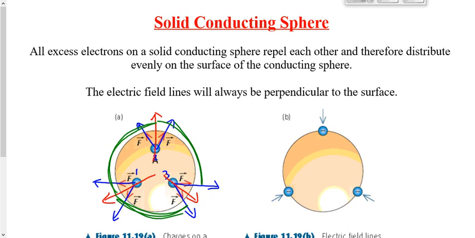So are you going to have electrons in this solid conducting sphere? Yes, but only electrons that are balancing the protons. No excess electrons inside. All the excess ones are going to the outer surface, and they're going to be evenly distributed on the outer surface.